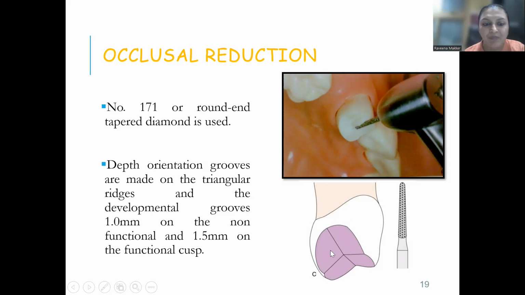In maxillary teeth, the lingual cusps are the functional cusps, whereas in mandibular teeth, the buccal cusps are the functional cusps. Therefore, 1.5 mm of reduction is done on the lingual cusp of maxillary teeth and the buccal cusp of mandibular teeth. Similarly, on a non-functional cusp, 1 mm reduction is sufficient.